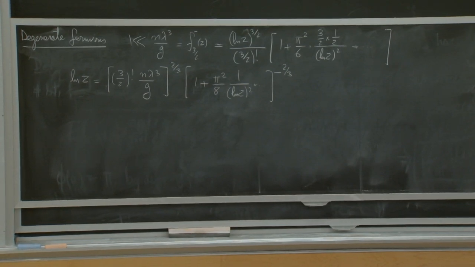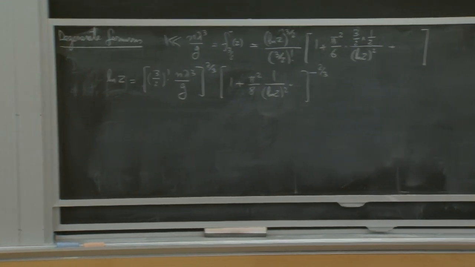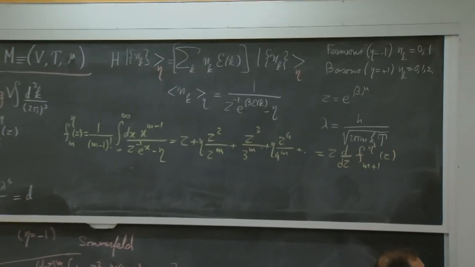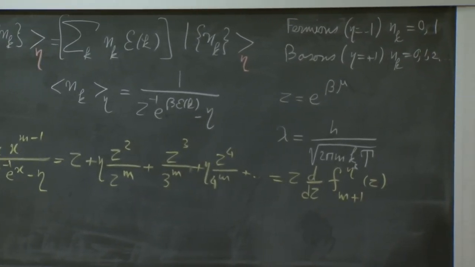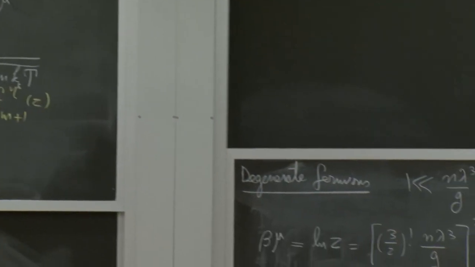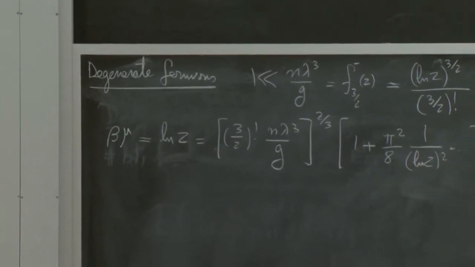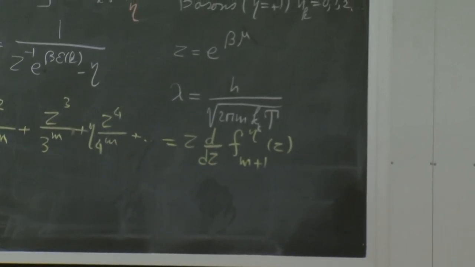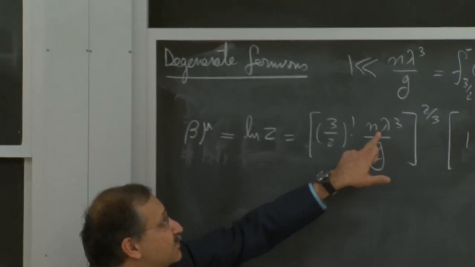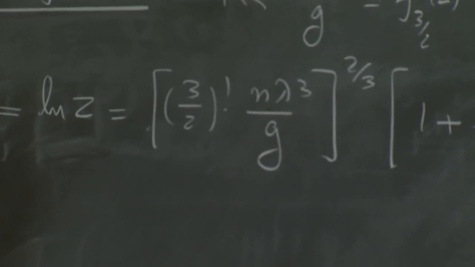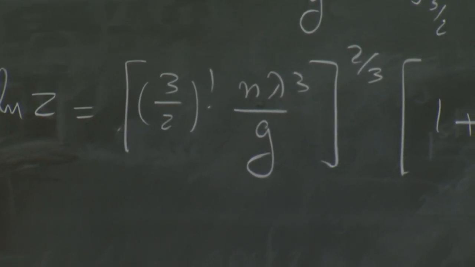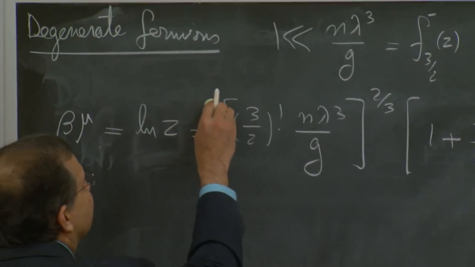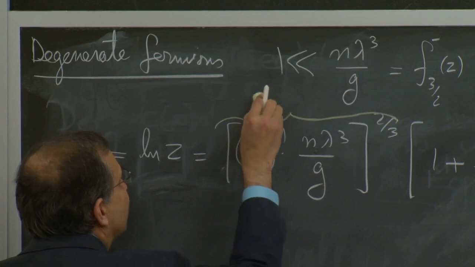OK. Now, the way that I have defined z up there, clearly log z is proportional to beta mu. Now, we can see that lambda is proportional to beta to the 1/2. So lambda cubed is beta to the 3/2, which when raised to the 2/3 gives me a factor of beta. So basically, the quantity that we have over here is of the order of beta.